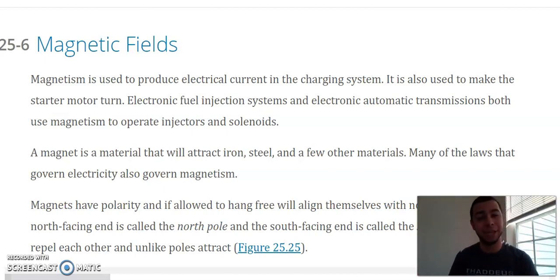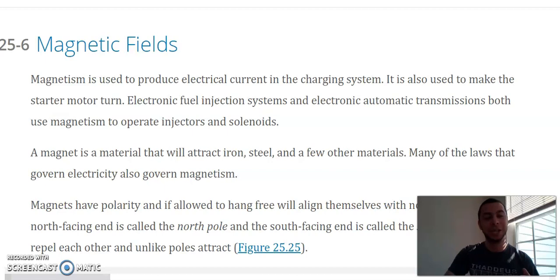A magnet is a material that will attract iron, steel, and a few other materials. Many of the laws that govern electricity also govern magnetism. Go figure, that's why we probably use them. Cool. All right, magnets have polarity, which allows them to hang free and align themselves with north and south. The north-facing end is toward the North Pole, south toward the south. I'm hoping you guys have put that together by now, but anyway, let's keep going.